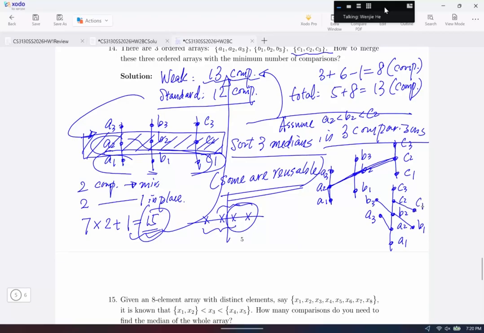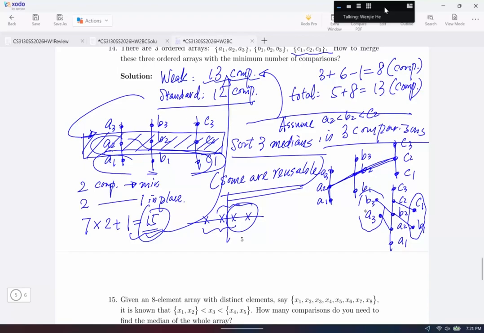C1. Then we need to do insertions on these 4 elements. Insert these 4 elements into the longest ordered chain with minimum number of comparisons. Okay, yeah. All right.